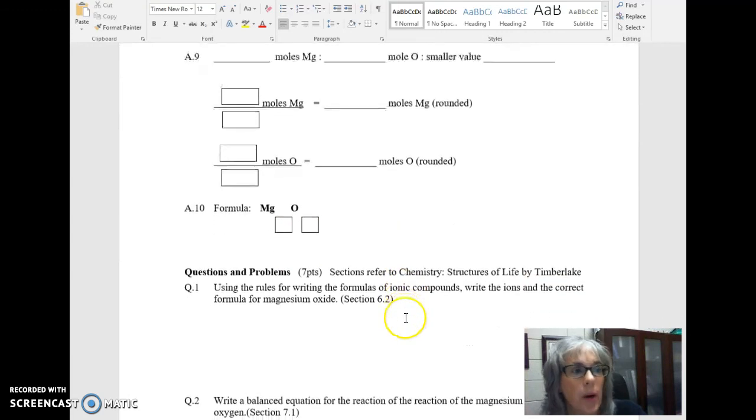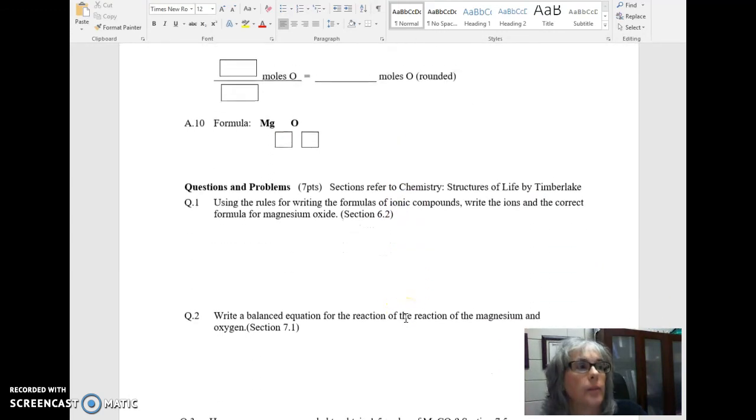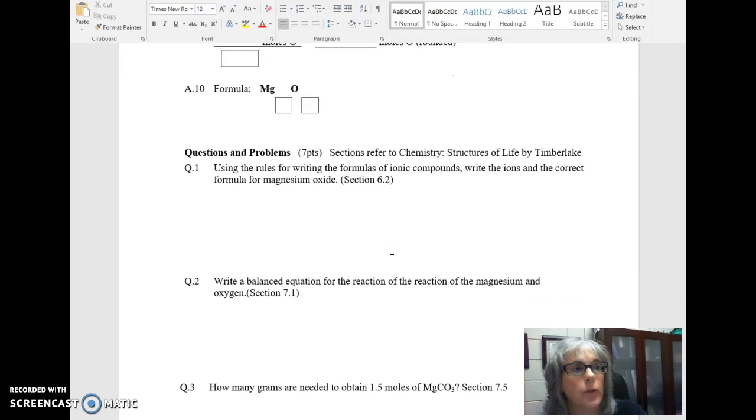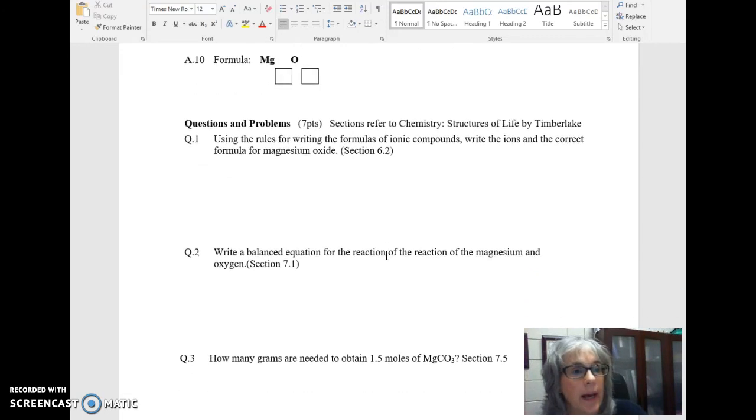And then I've got some problems for you to do. The sections refer to the Timberlake book, which if you're taking the class online, you have a copy or access to a copy of that book. So if you need to do some review or some reading to help you out with that.